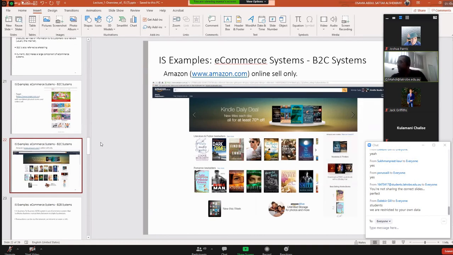Amazon is another example of an e-commerce system, business to customer directly. You can buy whatever products you want, classified depending on the type of product, and they will send it to you wherever you are. It's online only, so Amazon doesn't have physical stores. So it's mainly a business to customer system.